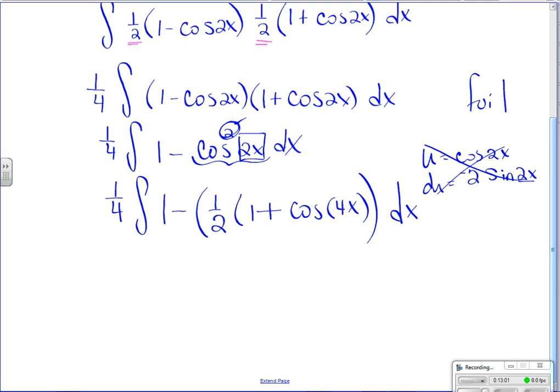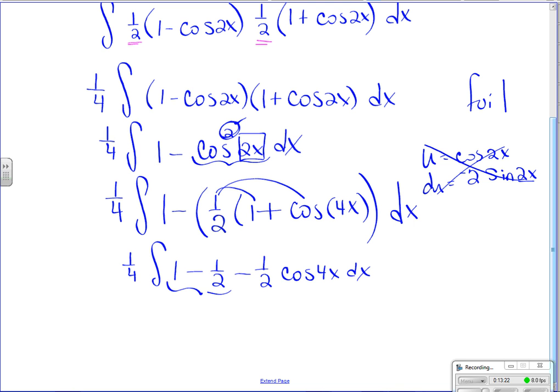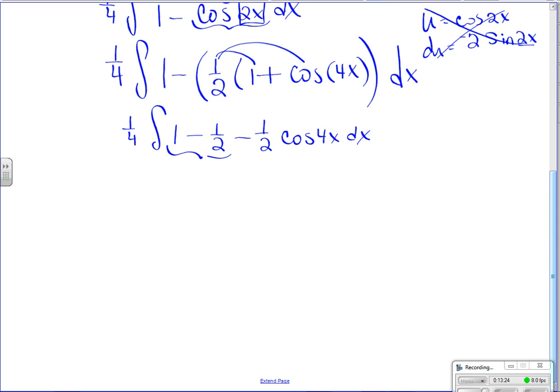Okay, now this just needs to get cleaned up because I have half times all this stuff. So I'm going to run through and distribute that 1/2. It's really a negative 1/2. So negative 1/2 times that, and that's going to be a negative 1/2 cosine 4x dx. But 1 minus a half, that's easy, that's a half. So next line is going to say 1/4 the integral of 1/2 minus 1/2 cosine 4x dx.